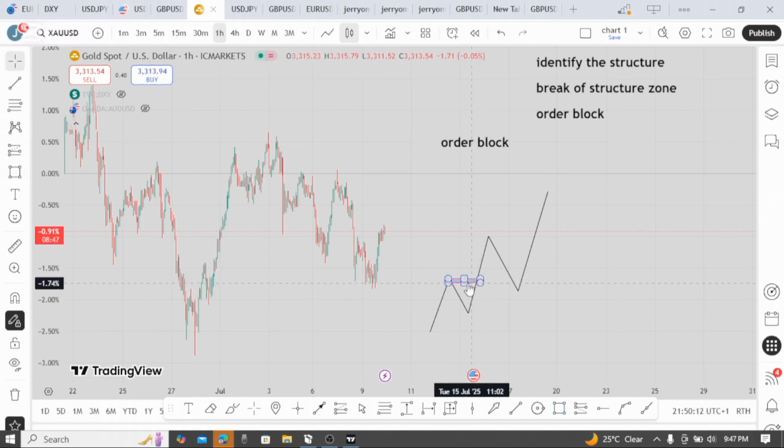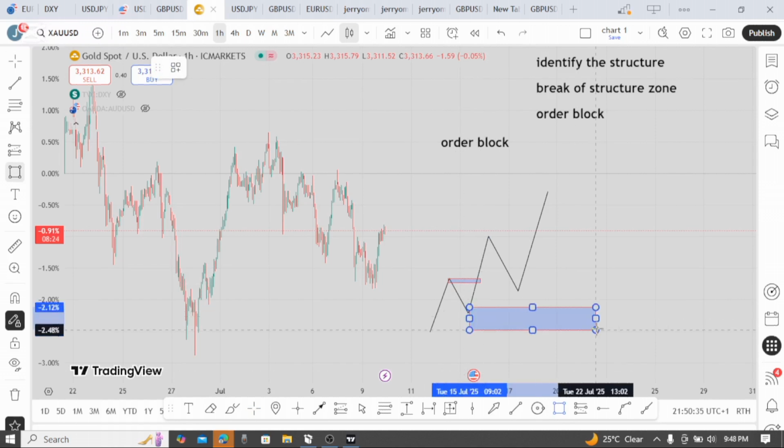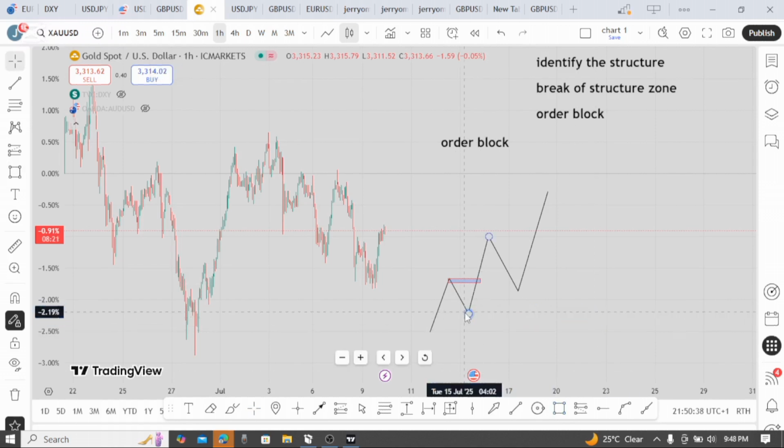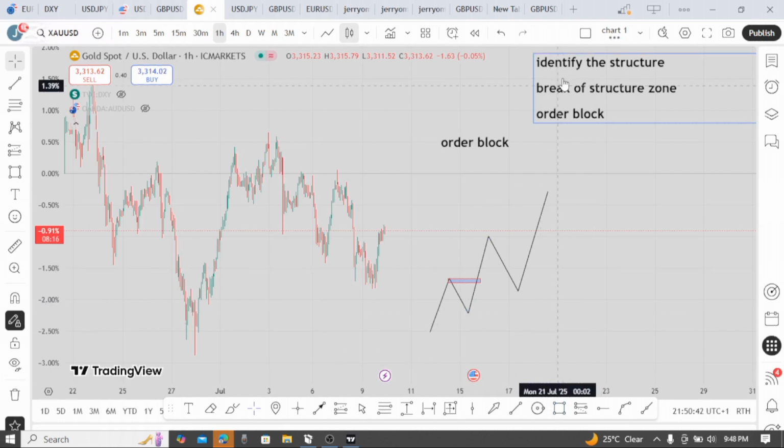Once you identify the break of structure, the next thing you need to do, since this is bullish and this is a higher high, is go to where there is a higher low. That is this part. Once you identify the break of structure zone, just go to the higher low. This is our higher low. Once you identify this zone here, you go to the next one, the order block.